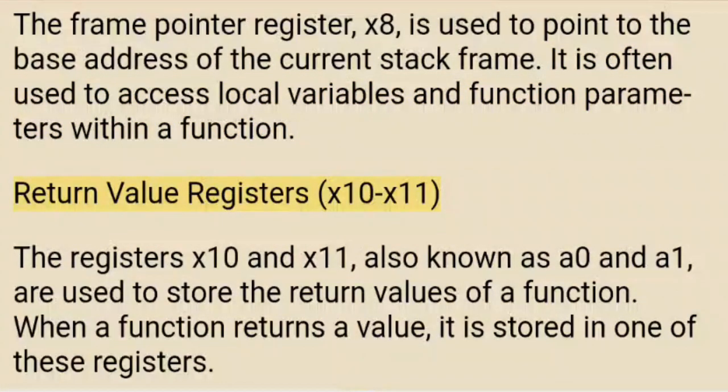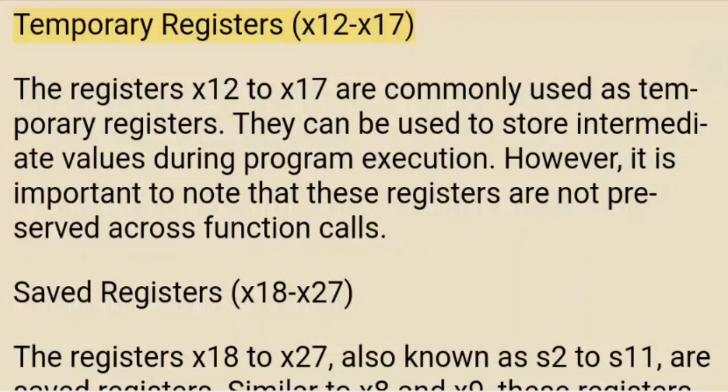Return value registers, X10, X11. The registers X10 and X11, also known as A0 and A1, are used to store the return values of a function. When a function returns a value, it is stored in one of these registers. Temporary registers, X12 to X17. The registers X12 to X17 are commonly used as temporary registers. They can be used to store intermediate values during program execution. However, it is important to note that these registers are not preserved across function calls.